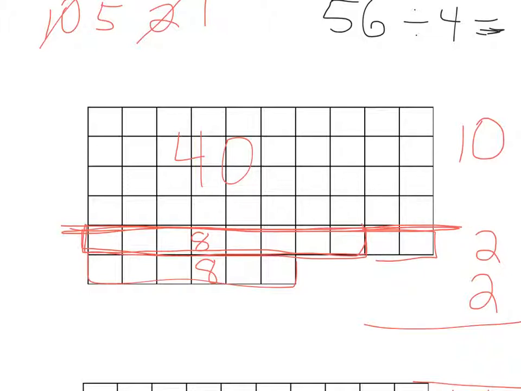So instead of taking away 4 so many times, now I've taken away bigger chunks, and I'm going to end up with the same number of groups of 4. So I have 10 groups of 4 here, then I took away 2, and then I took away 2 more. So in total, I took away 14 groups. If I did this using the previous method, you would see there would be 14 equal groups of 4 here. So in this case, 56 divided by 4 is equal to 14 with no remainder.